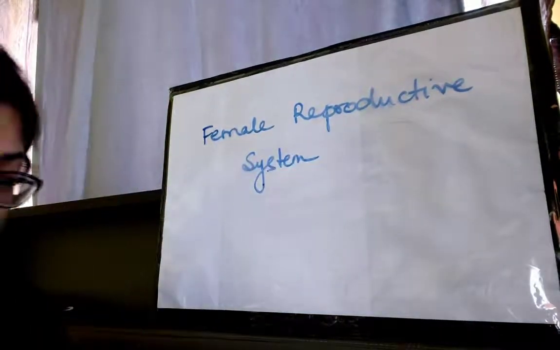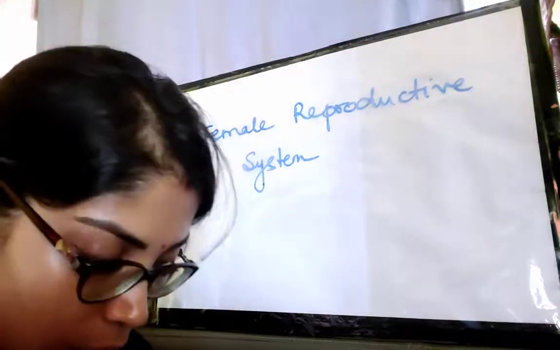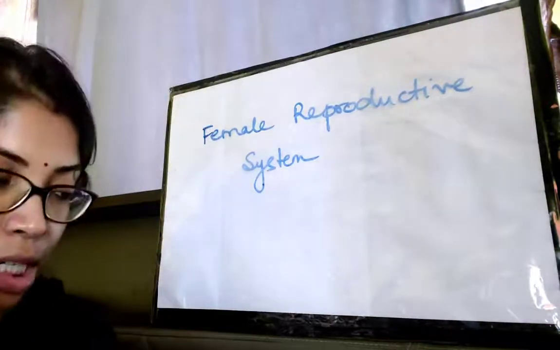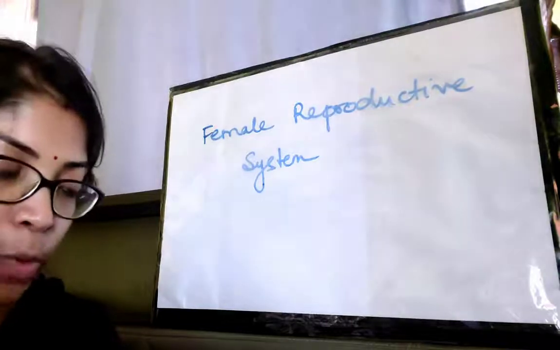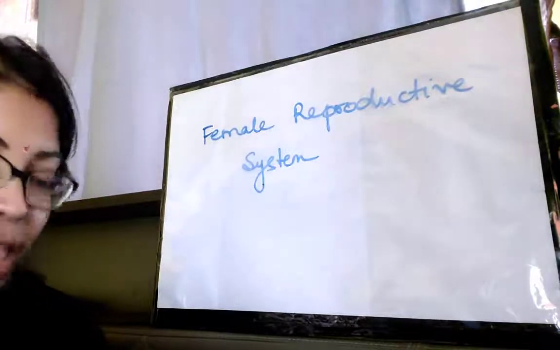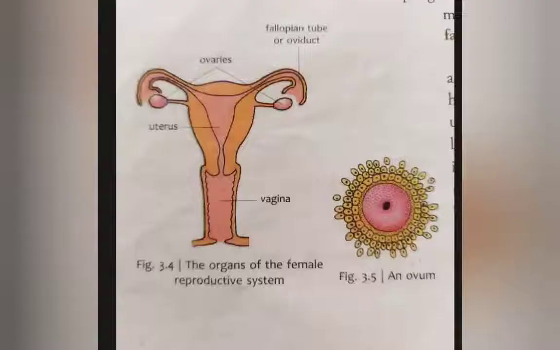Okay, so let's start with the different parts of the female reproductive system. I will show you a picture just like how I explained the male reproductive system, and I will explain each part. Okay students, the diagram that you can see here in figure number 3.4 in your book, page number 34, is the diagram of the female reproductive system. You need to practice this diagram for the diagram questions also, but I am showing you this diagram right now to explain the different parts of the female reproductive system.